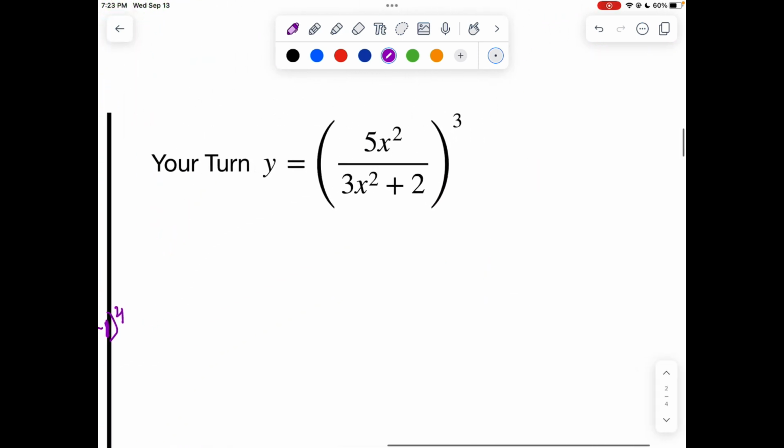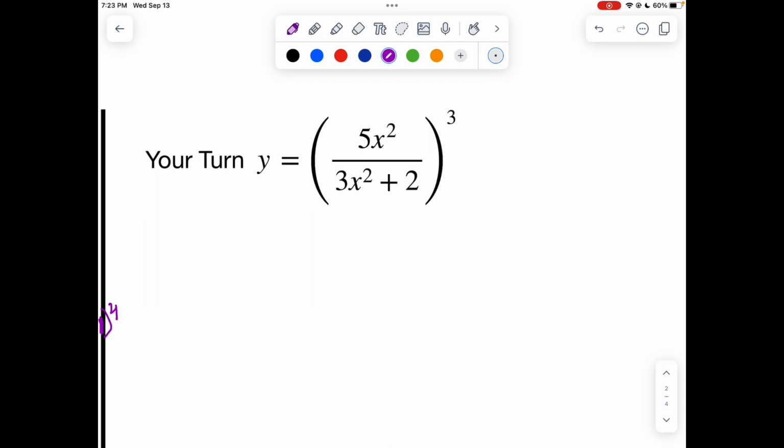Okay, now let's do one more. This one's your turn. This time I'm going to try the derivative of this fraction cubed. Okay, so you're going to have to do the chain rule and a quotient rule. So I notice I have an inside function of 5x squared divided by 3x squared plus 2. So that's my inside function. So that's going to be my u. And so u cubed is my outside function. So I'm going to start to find the derivative of this.